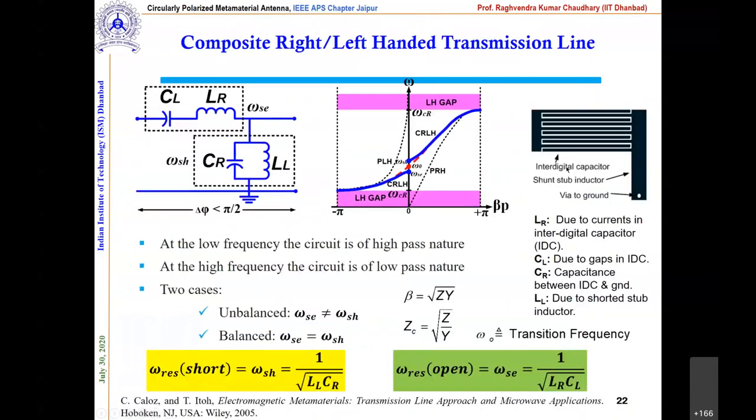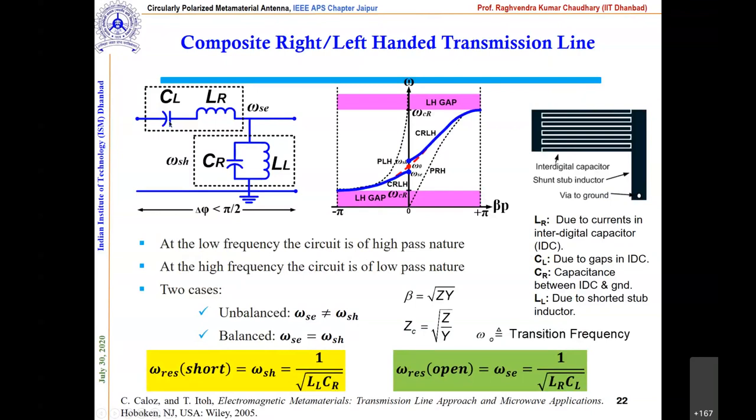If you try to draw its equivalent circuit, what will happen? Definitely these fingers and gaps will provide the capacitance, and the via, which is going to connect with the ground, will provide the inductor. So mainly, the circuit is a capacitor in series and an inductor in shunt.